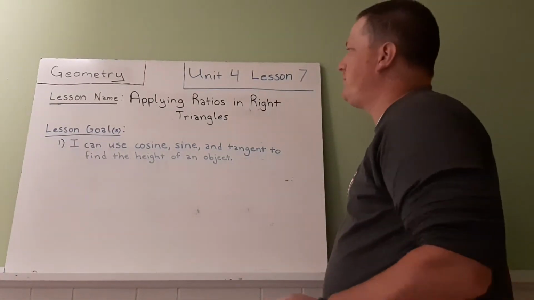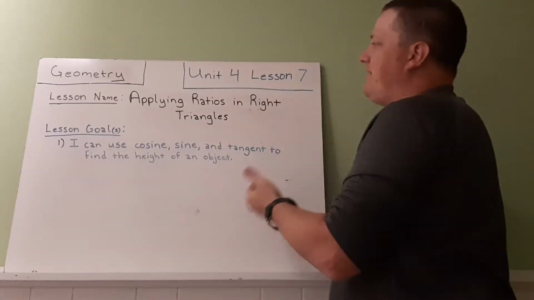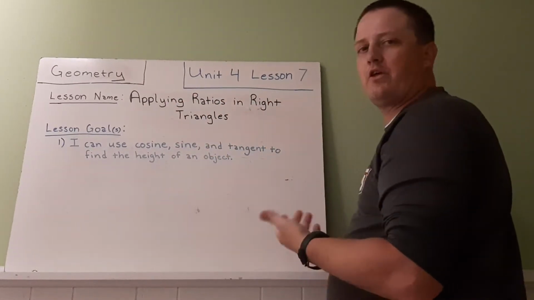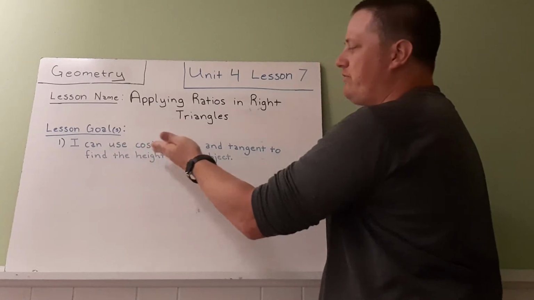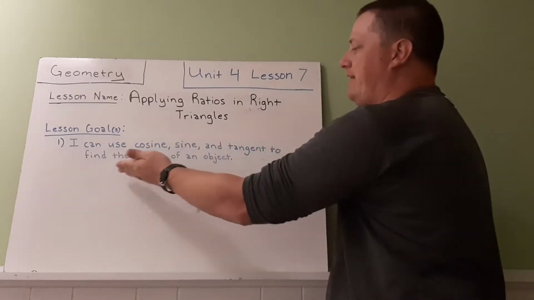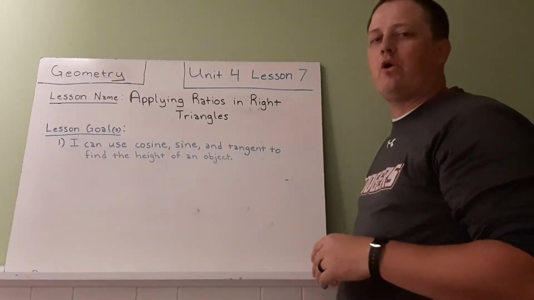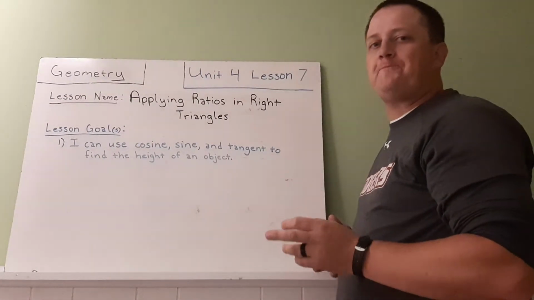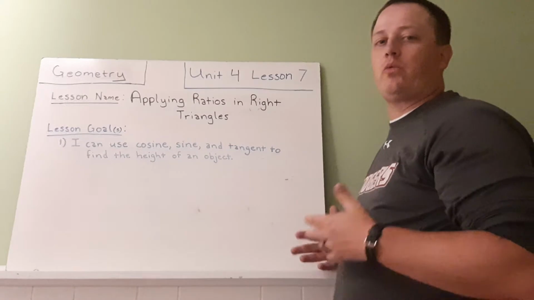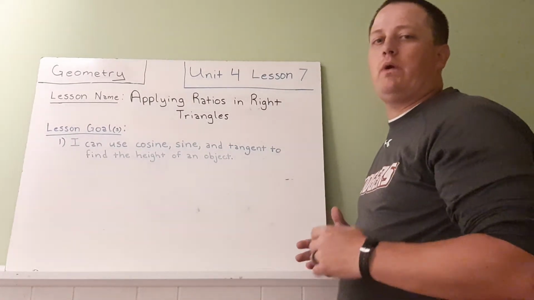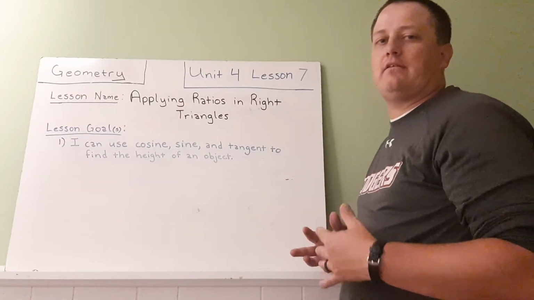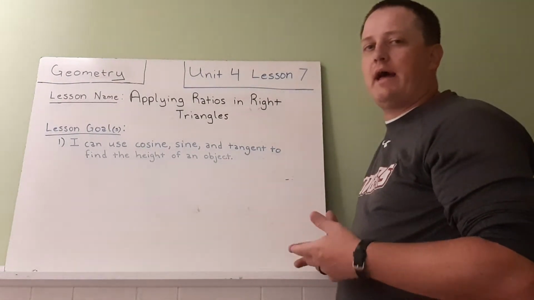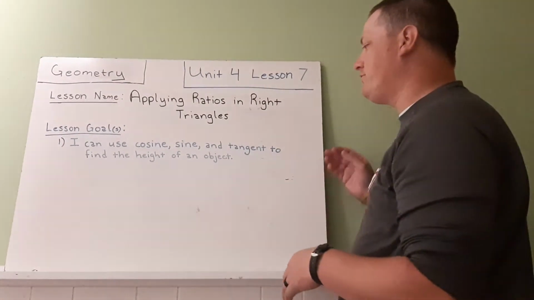All right, geometry students, let's look at Unit 4, Lesson 7, Applying Ratios in Right Triangles. So the goal for this is I can use cosine, sine, and tangent to find the height of an object. When we use the cosine, sine, and tangent ratios and we know the degree measure of the angle, we can figure out a missing side length. So we're going to be looking at how we can do that to find the height of right triangles.